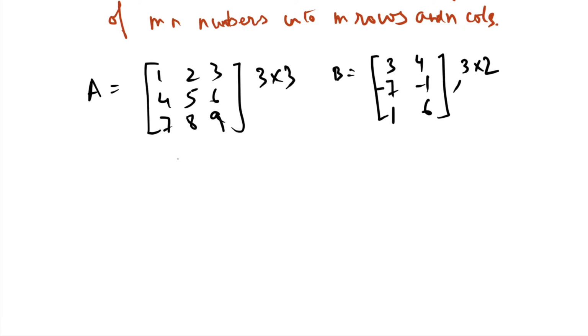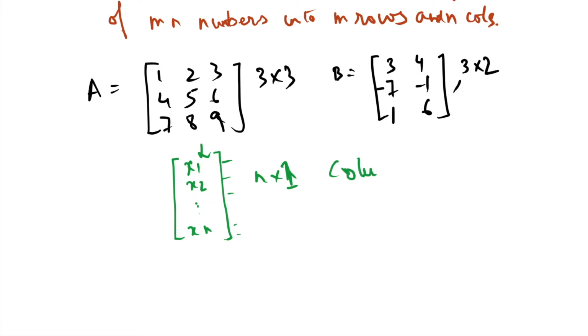An n-dimensional vector, represented by x1 x2 dot dot dot xn, is an example of an n by 1 matrix, because this has got n rows and 1 column. And an n by 1 matrix is also known as the column matrix, because the matrix has just 1 column.